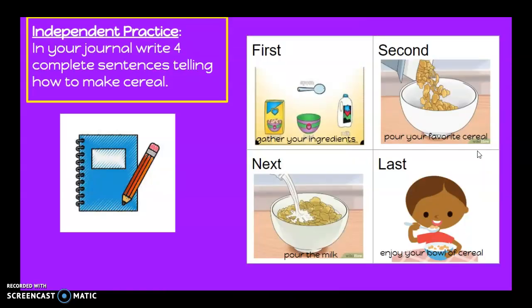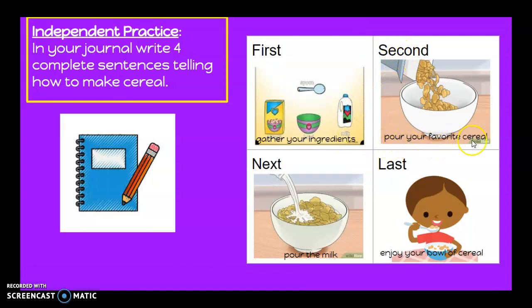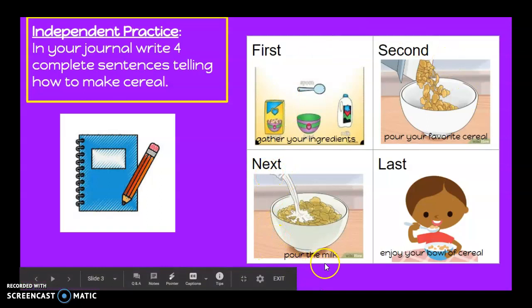Today in your journal, you're going to write 4 complete sentences telling how to make cereal. Yesterday, you made a video and you showed me how to make cereal. Today, you're going to write it down. Okay? So the first thing you're going to do, remember, is to gather your ingredients. Second is to pour your favorite cereal. Next is pour the milk. And last, enjoy your bowl of cereal.